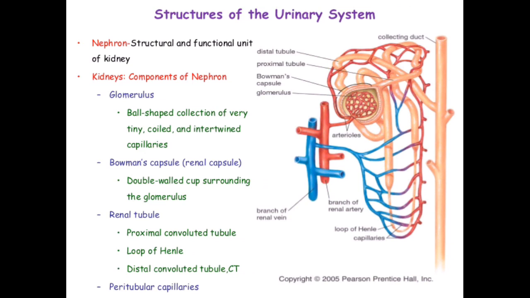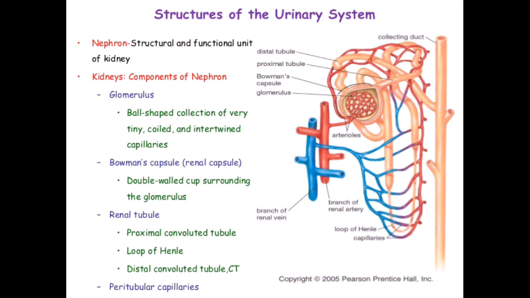Now see the structure of the urinary system. As I told you, nephron is the structural and functional unit of kidney. Kidney consists of 1.2 million nephrons. Each nephron consists of 4 parts. Glomerulus, that is a ball-shaped collection of very tiny coiled and intertwined capillaries. Bowman's capsule, that is the renal capsule.